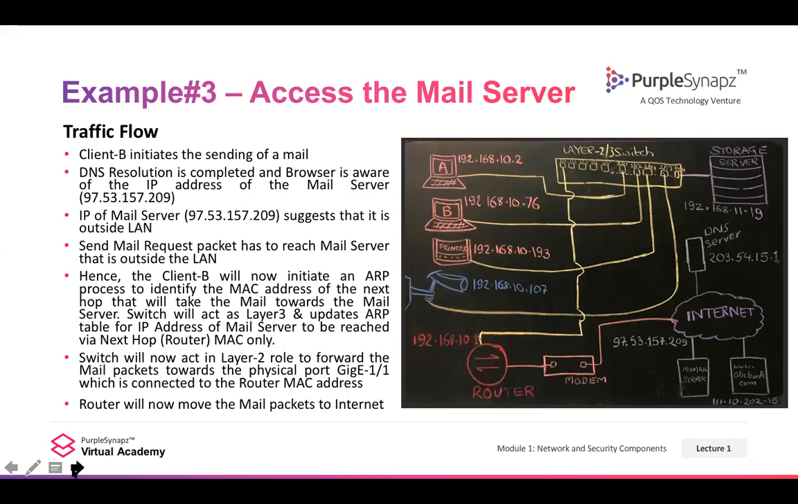And then obviously once I know my destination MAC address is the router, the switch knows that the packet from port number 12, which is physically connecting this client B, will need to be moved to port number 1/1, which is my router port.